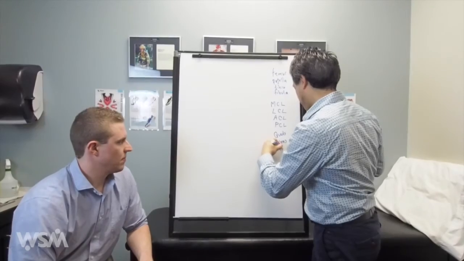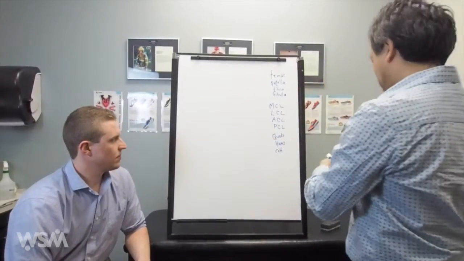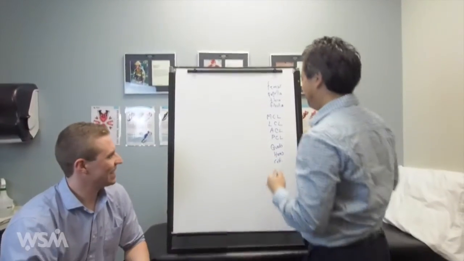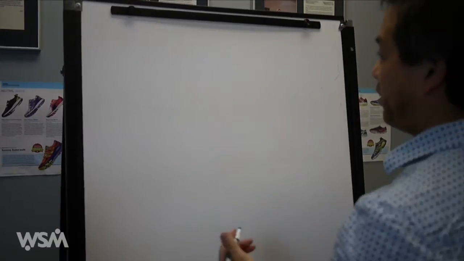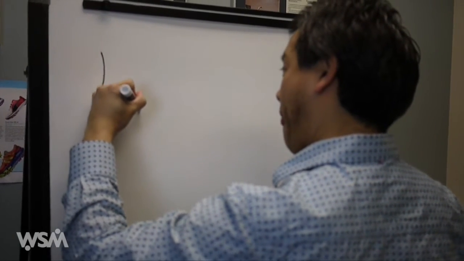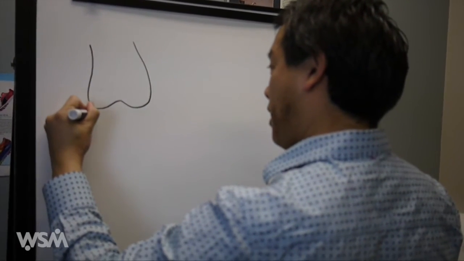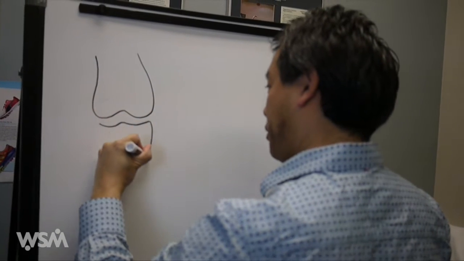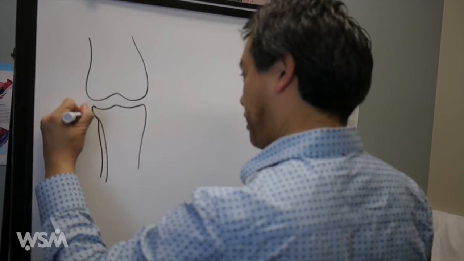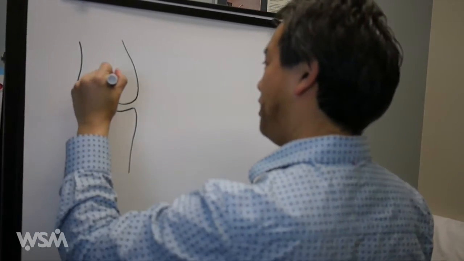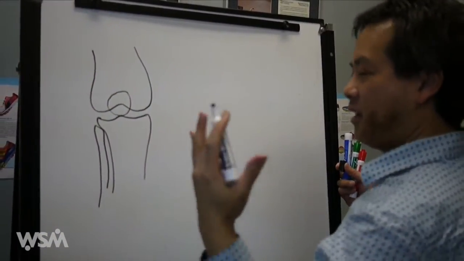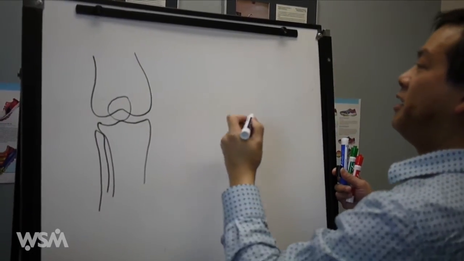Good. Let's see if I can draw a knee and we'll see if we can fit all these parts together. When we draw knees, I'll draw the bones first. You let me know if you think I'm anatomically correct. How's that? That's what we call a view from the front.